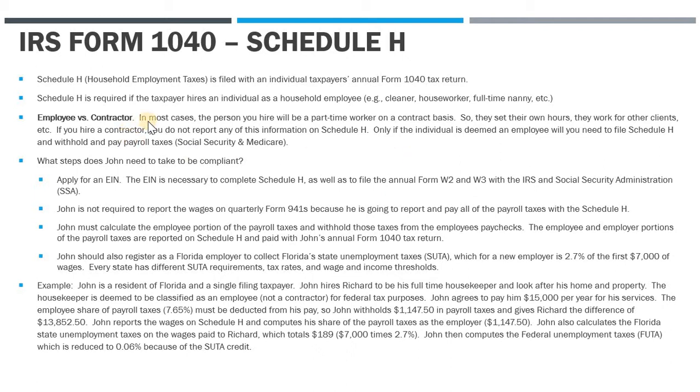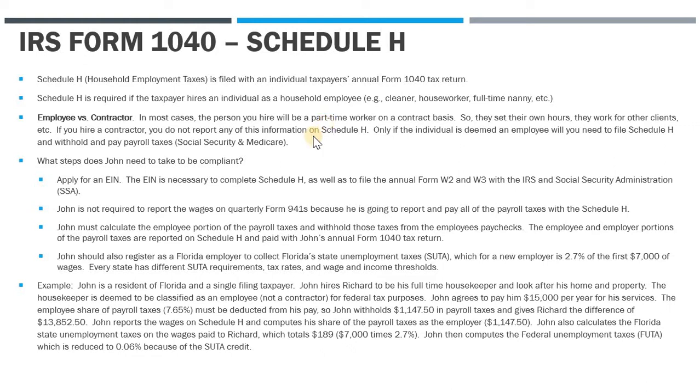So the first issue, in most cases, if you hire somebody to do one of these jobs, they're probably going to be a contractor, right? So we have to ask ourselves, is this an employee or is this a contractor? If they're setting their own hours, they work for other customers and clients, they're probably a contractor. If they're more exclusive to you and you direct more of what they're doing on a regular basis, then maybe an employee. Only employees need to be reported on Schedule H. Contractors, you're not doing that, right?